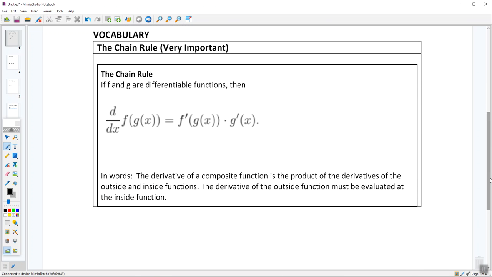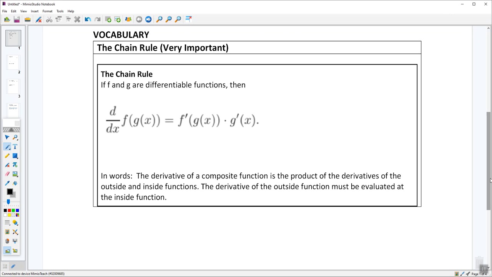All right, guys, vocab, very important right here. Really, the only thing we're going to concern ourselves with is the chain rule. I'll read this quickly while you follow along. It says f and g are differentiable functions, then the derivative with respect to which variable? x. Of f of g of x is equal to f prime of g of x times what? g prime of x. Okay, no problem. We can handle this. Okay?